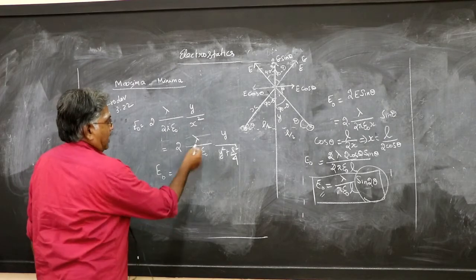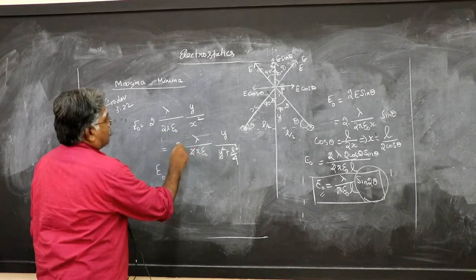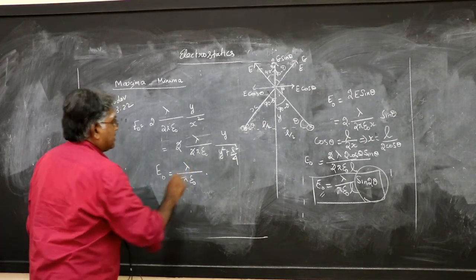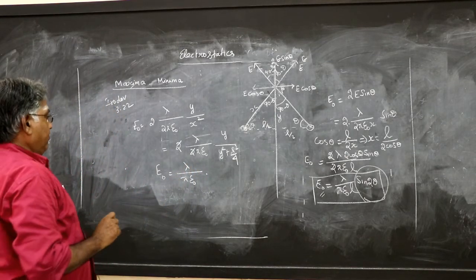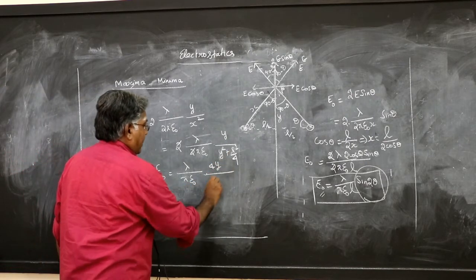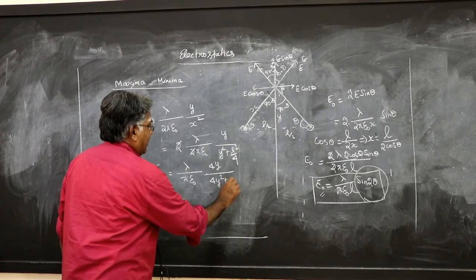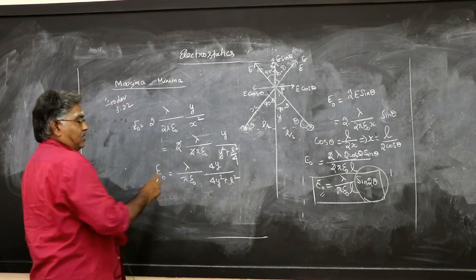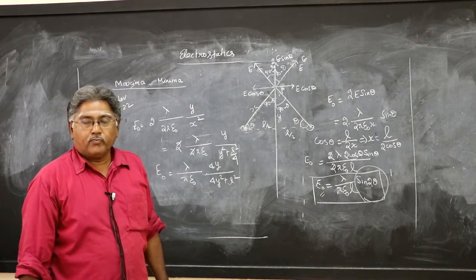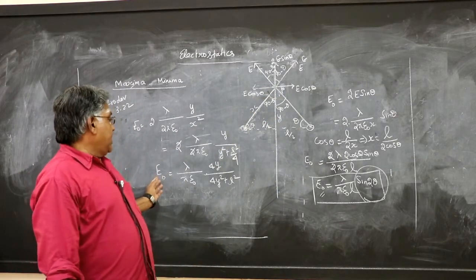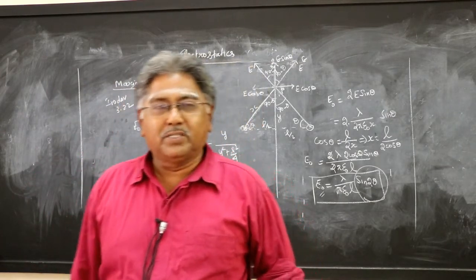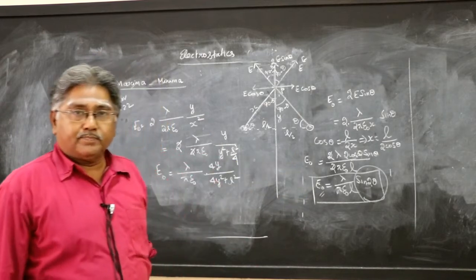Okay, maybe this 2 will go. Lambda by pi epsilon naught, 4y by 4y square plus L square. This is electric field at a distance y from the center. You can differentiate it, equate it to 0, then also you will get the maximum value of the electric field, but that method is much quicker.